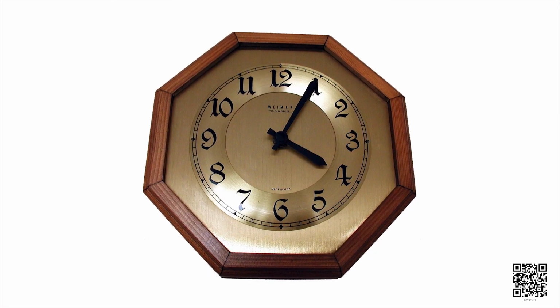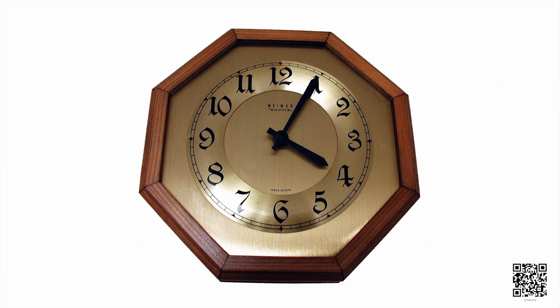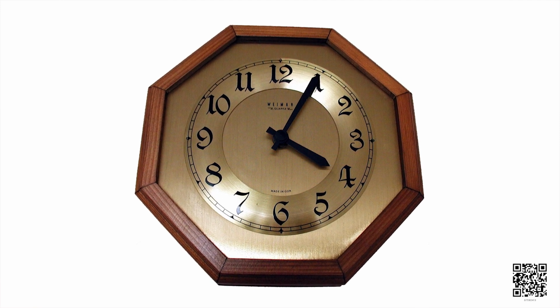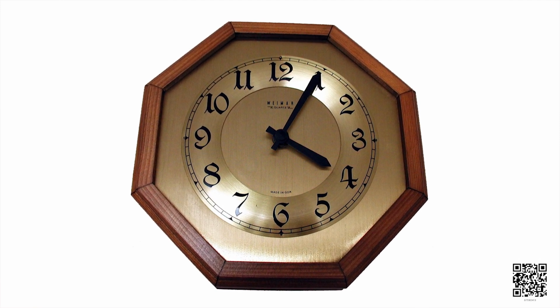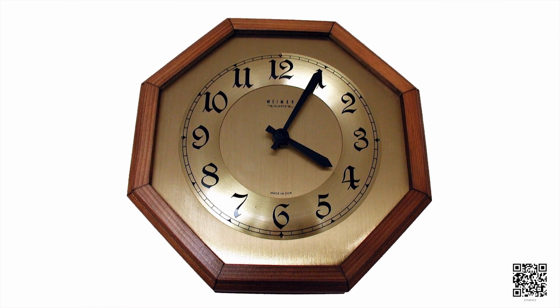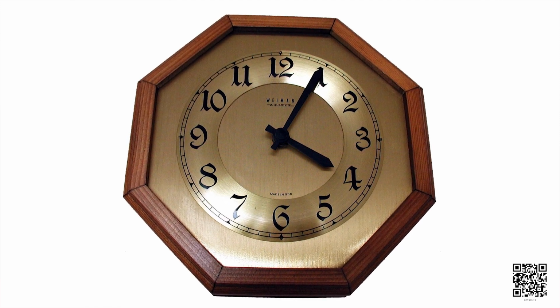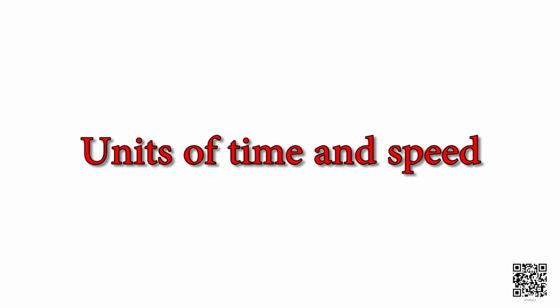Nowadays, most clocks or watches have an electric circuit with one or more cells. These clocks are called quartz clocks. The time measured by quartz clocks is much more accurate than that by the clocks available earlier. So, while we are talking of the measurement of time, let us move on to our next topic, that is units of time and speed.